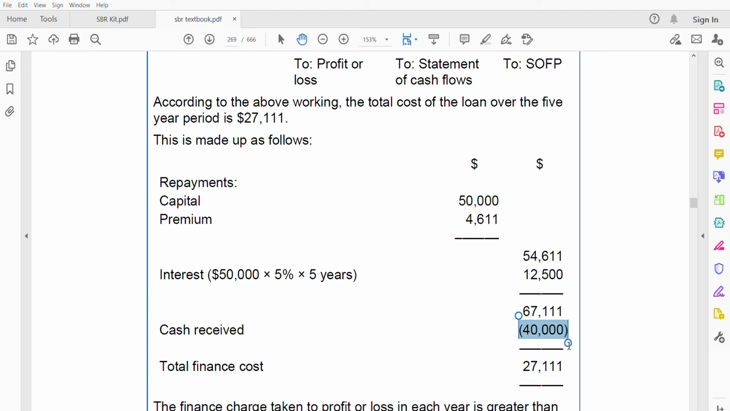Your liability. So your opening liability is 40,000. But at the end it is this 6710. So the difference is known as total finance cost. It will be the same, this one and this one. You see, this one and this one will be the same.